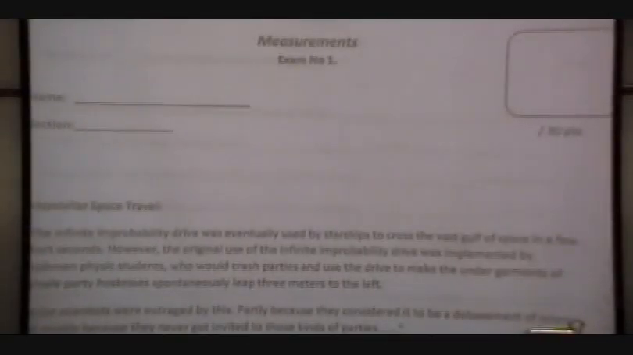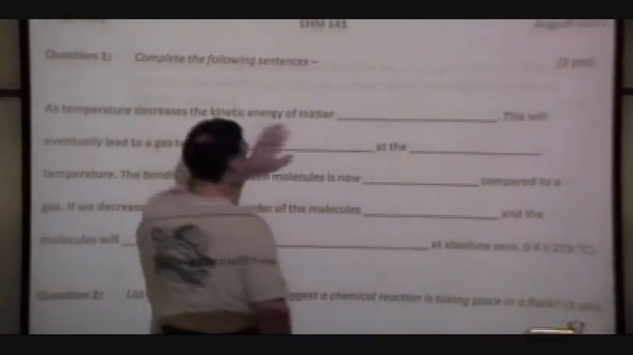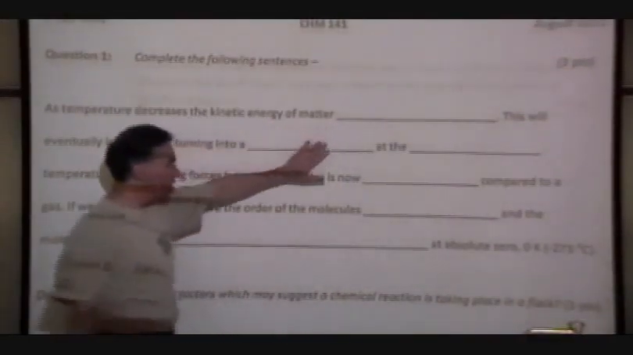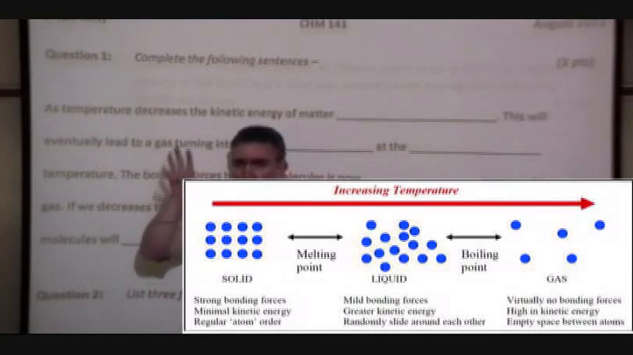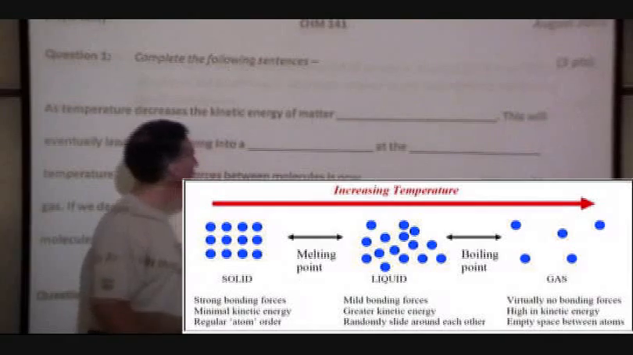So looking at the first exam on measurements, metric conversion, density and energy. So the question here, the answers for most of this was round about that bit where we had the little balls and circles showing solid, liquid and gas. This is where this information came into it.